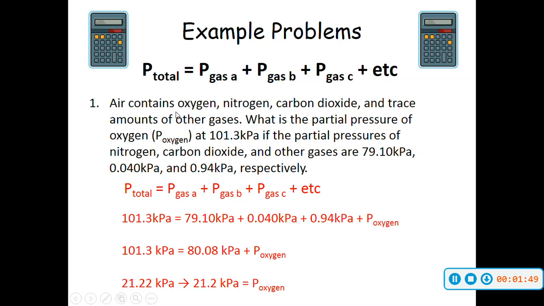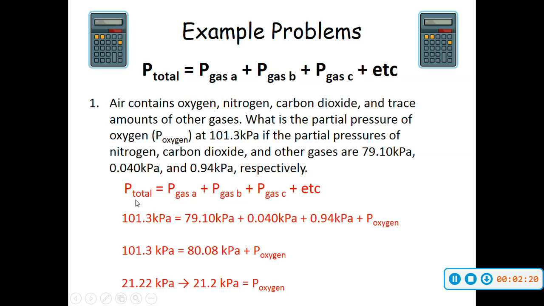Air contains oxygen, nitrogen, carbon dioxide, and trace amounts of other gases. What is the partial pressure of oxygen, represented as P oxygen, at 101.3 kPa if the partial pressures of nitrogen, carbon dioxide, and other gases are 79.1 kPa, 0.040 kPa, and 0.94 kPa respectively?